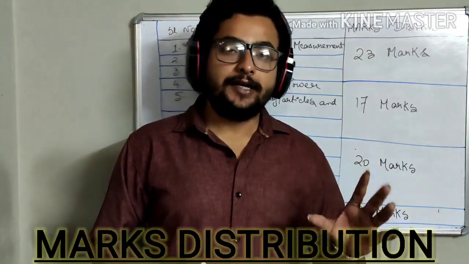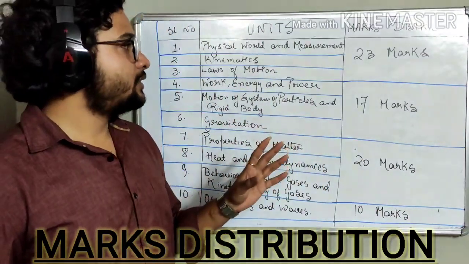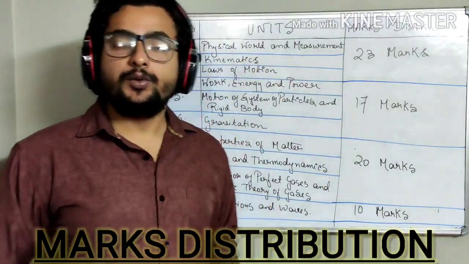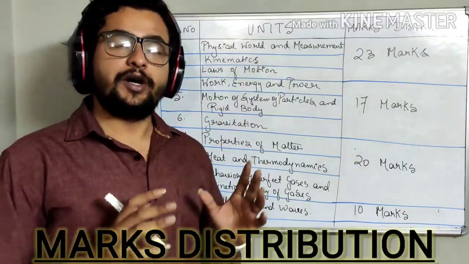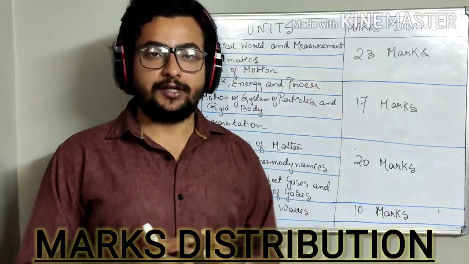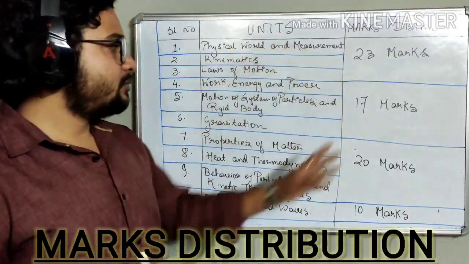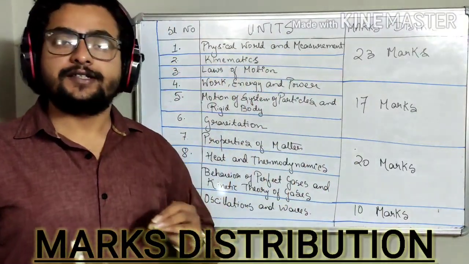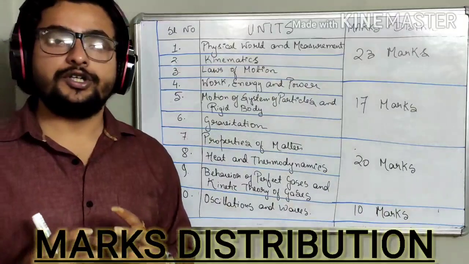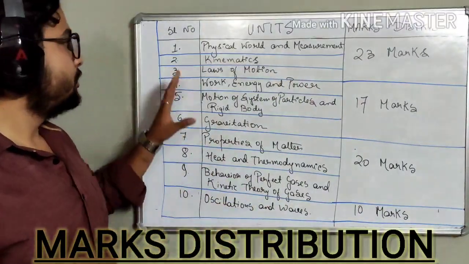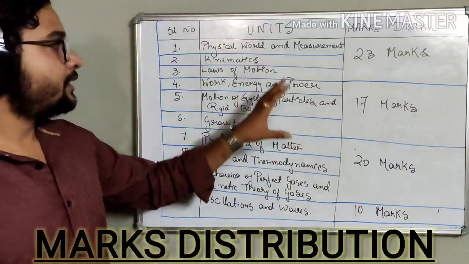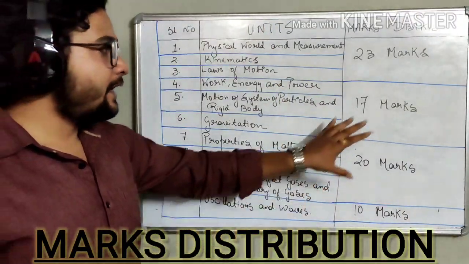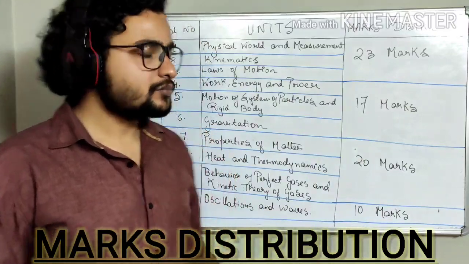Now, let us come to the next part. I am going to tell you the mark distribution in your question paper. This mark distribution has been set up by the council itself. So this is the mark distribution for the various units which will be followed in your question paper. Here you have the serial number, these are the different units which I told you about, these are the names of the units and these are the marks.